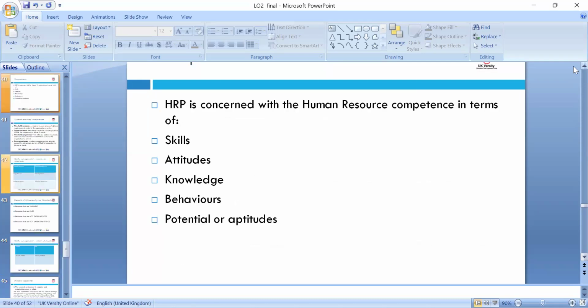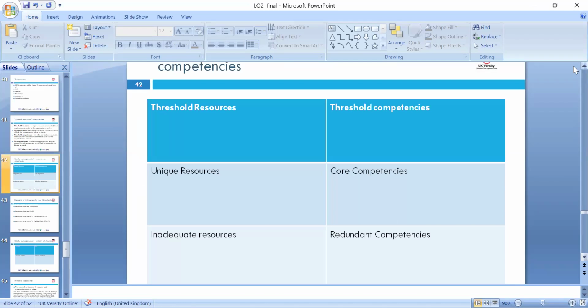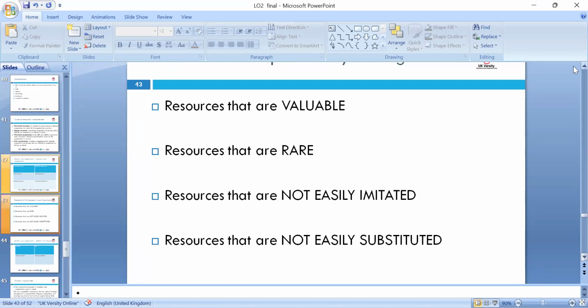So we can look around HR planning: human resource skills, attributes, knowledge, behaviors, and potential. Threshold: what are the threshold customer minimum requirements, what unique resources are required, what is the threshold competency, the minimum competency required in the role. Core competencies: being competent today does not mean you're competent forever. Competencies can become redundant and need to be renewed. We can write all these down in our planning. If we have inadequate resources or redundant competencies, we have to renew and invest in them.